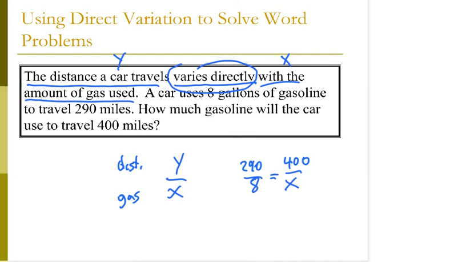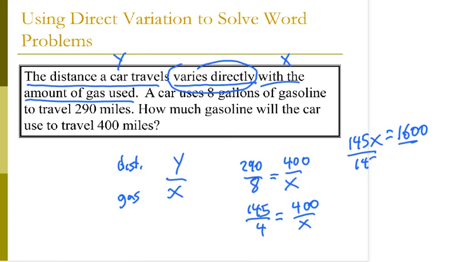So 145 times x is going to equal 4 times 400, which is 1,600. If we divide both sides of our equation by 145, then we end up with x equals 11 and 5 over 145, which we can reduce to 11 and 1 over 29.